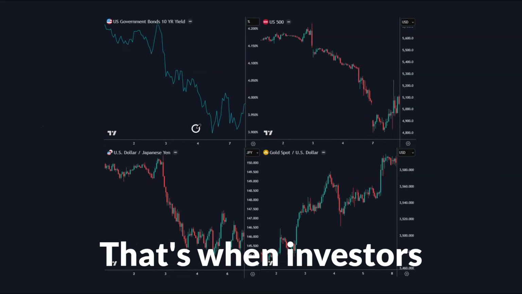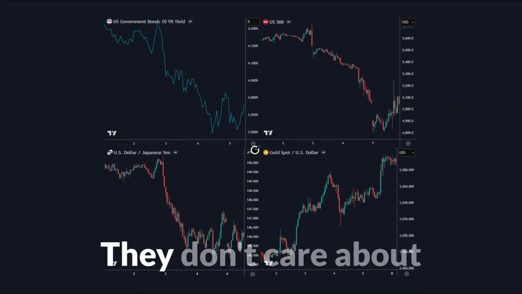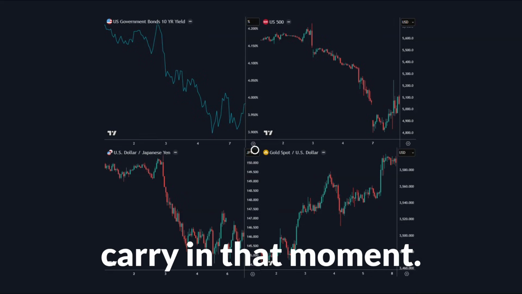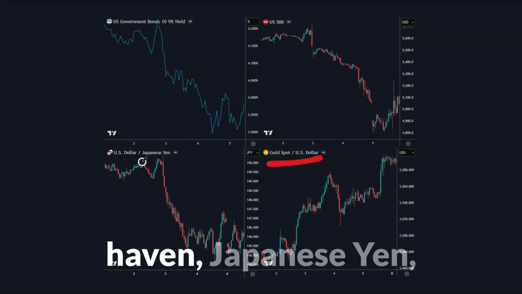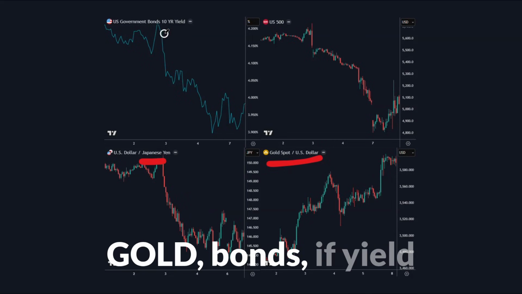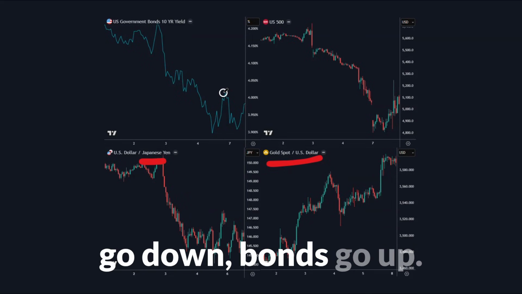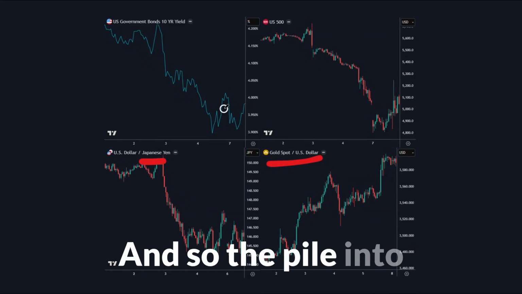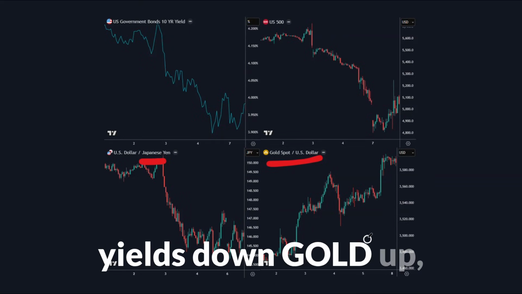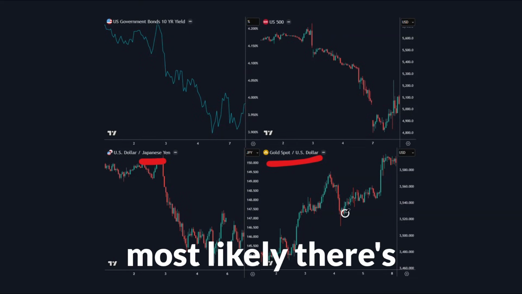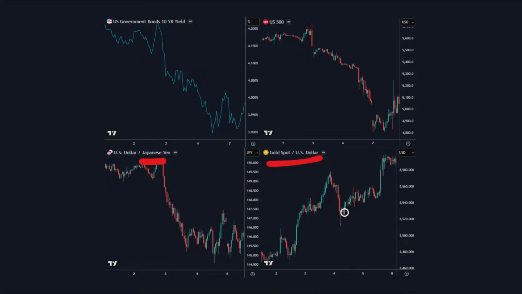That's when investors don't care about interest rates. They don't care about carry in that moment. They care about safety. Okay, they care about safe havens, the Japanese yen, gold, bonds. If yields go down, bonds go up. And so they pile into those safe havens. Now, if you see this combo, yields down, gold up, most likely there's some geopolitical activity going on. That said, the one I'm going to get to in a second is the type of risk off that confuses people the most.